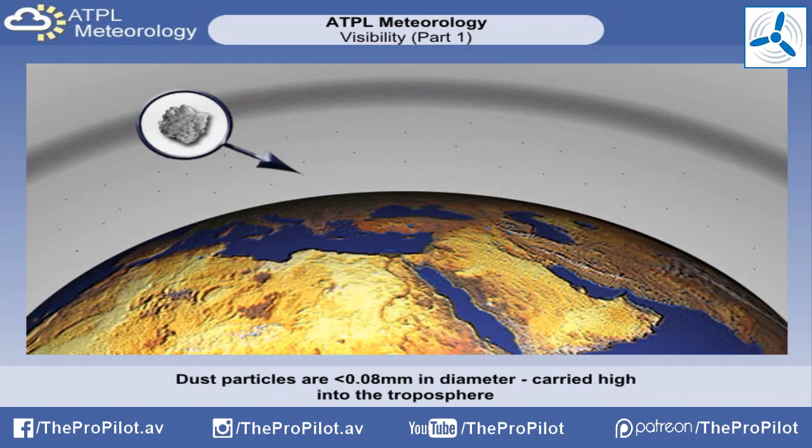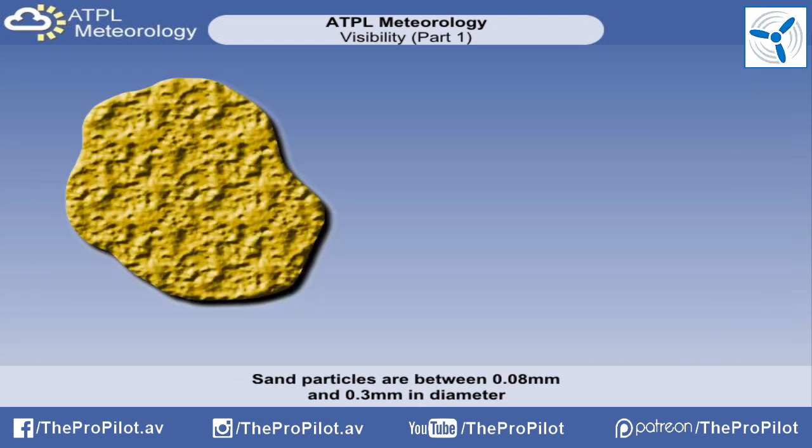Dust is made up of fine particles, usually less than 0.08 millimeters across. Dust can be carried high into the troposphere, depending on the wind speed and stability. Sand consists of particles with a diameter of between 0.08 and 0.3 millimeters. Having a greater weight than dust, sand tends not to be lifted to great heights within the atmosphere.